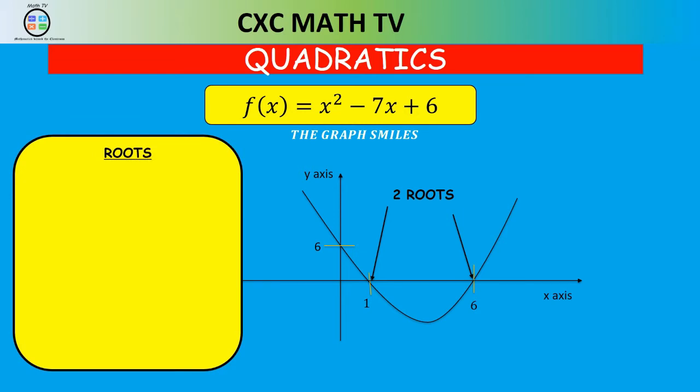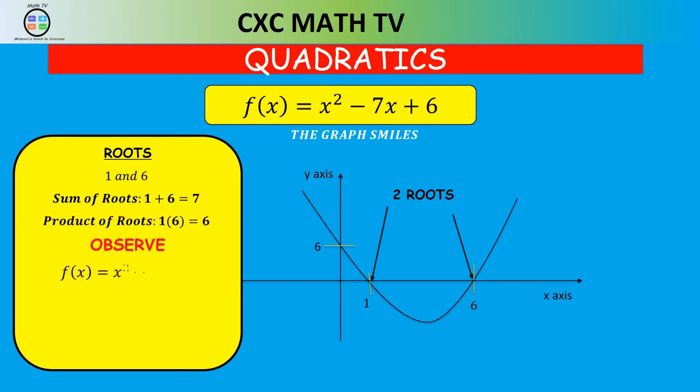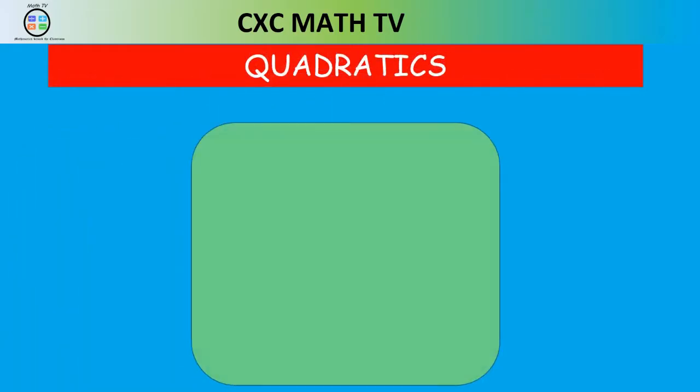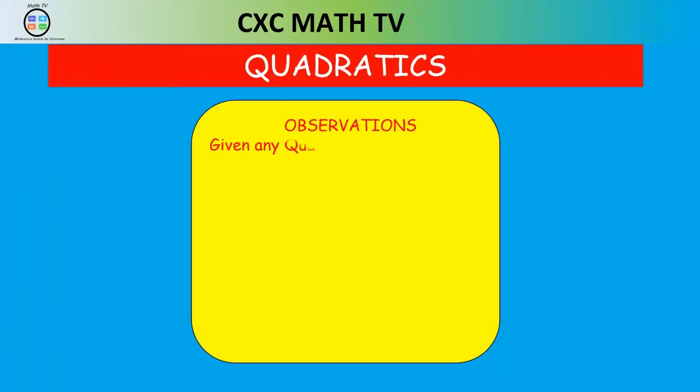If we look at the sum of the two roots, 1 plus 6 is 7. And observe that the product of the two roots, 1 times 6, is 6. Now look at the function f of x equals x squared minus 7x plus 6. The 7 right there is the sum, and the 6 right there is the product. Makes sense.